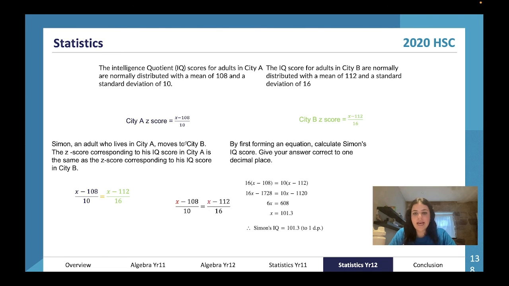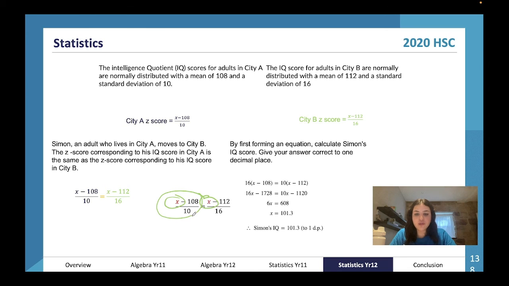Simon, who lives in City A, moves to City B. The Z score corresponding to his IQ score in A is the same as the Z score corresponding to his IQ score in City B, which means that these two x's have to equal the same thing. So we're going to form an equation. X minus 108 over 10 has to equal x minus 112 over 16.